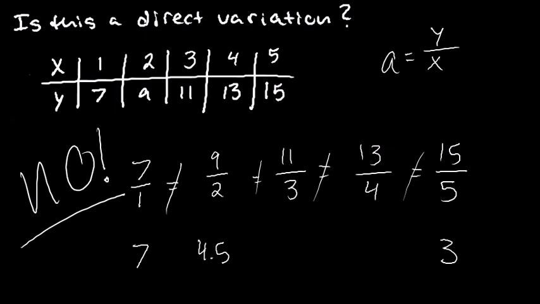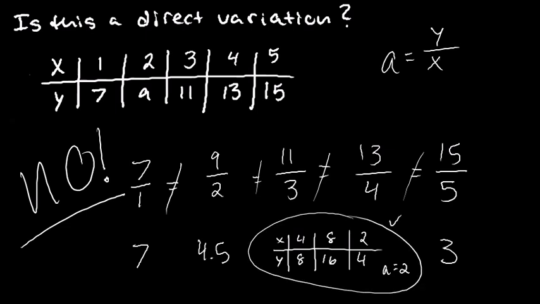If I were to give you an example of a direct variation, x, y, 8 over 4, 16 over 8, 4 over 2, any of those, my constant would equal 2. I would take 4 divided by 2, 16 divided by 8, and 8 divided by 4, a equals 2. So this one would work out. That would be an example.